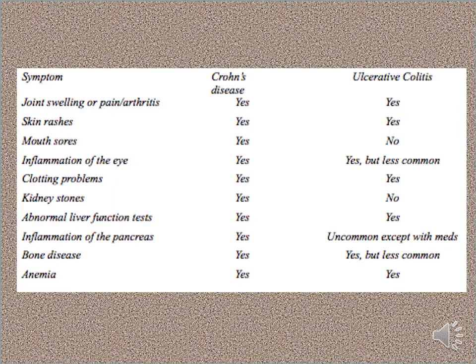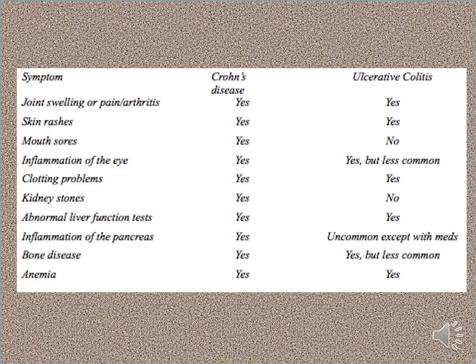The symptoms and their differentiation between Crohn's disease and ulcerative colitis: joint swelling or pain, arthritis, is common in Crohn's disease and common in ulcerative colitis. Skin rash in both is common. Mouth sore is common in Crohn's disease but not present in ulcerative colitis. Inflammation of the eye is common in Crohn's disease but less common in ulcerative colitis.